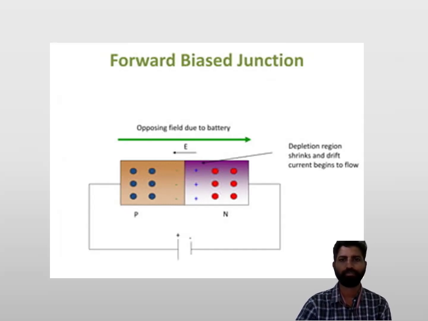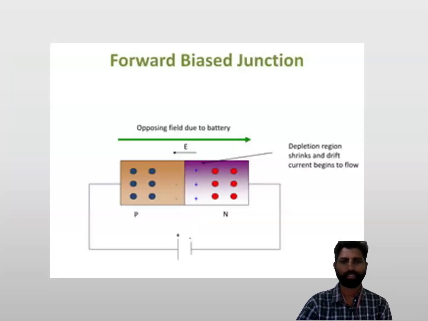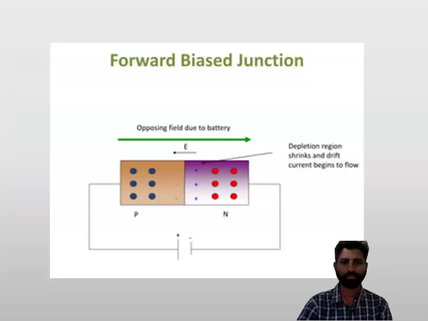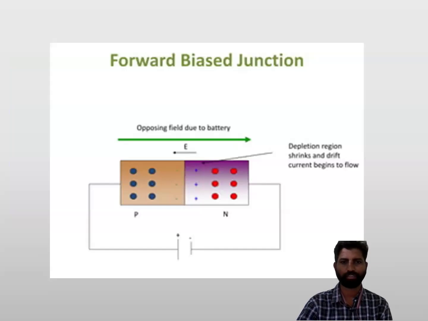When we apply forward bias to the junction, forward bias is a condition that allows current through the junction. A DC voltage, V bias, is applied, and this is the connection we are indicating with V bias. The positive side of the bias voltage is connected to the P region, and the negative side is connected to the N region.